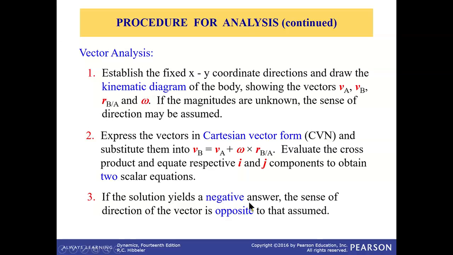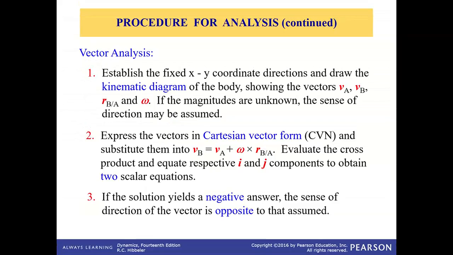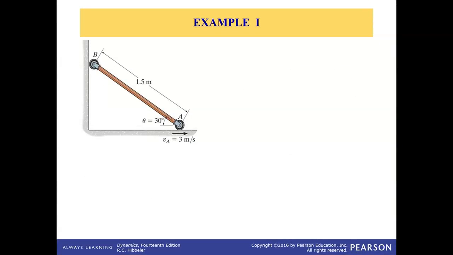And if the answer is negative, then the sense of direction that we originally assumed is opposite to the real sense of direction, so you basically change the direction. And if the answer is positive, our original assumption is right. Okay, so with this information, now we will do in-class exercise 1.